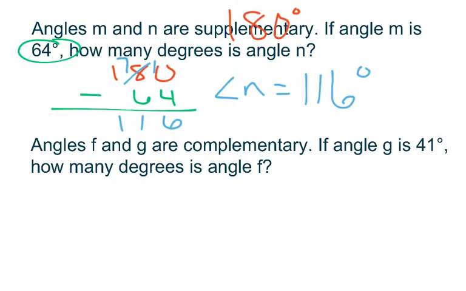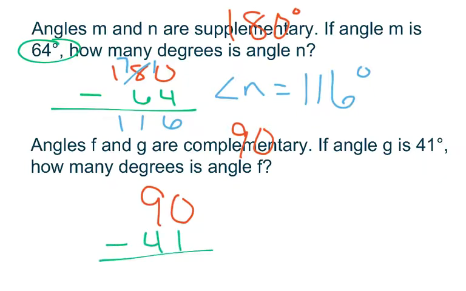Second example, angle F and G are complementary. We know that complementary angles are going to be 90 degrees. So, if angle G is 41, how many degrees would angle F be? Once again, if we know that together they're complementary, that means 90, and we know that angle G is 41, let's subtract that 41 out of the 90, and whatever we're left with is going to give us angle F. So when we borrow and then subtract, we find out that angle F is going to equal 49 degrees.